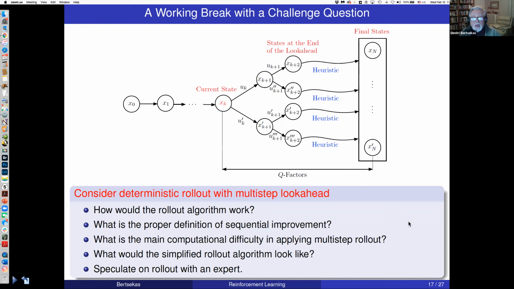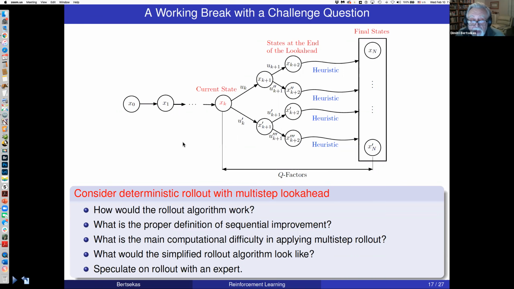Okay, if we accept that, what would the simplified rollout algorithm look like? Assuming sequential improvement as I have defined it. Would you start computing the costs of these trajectories and just stop once you found one with a cost less than the heuristic? Right, yeah, that's one way to do it. Although it's not clear, but it's not the only one.